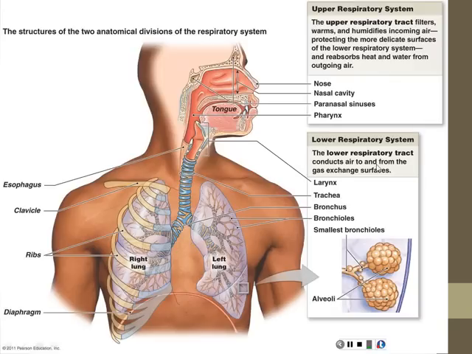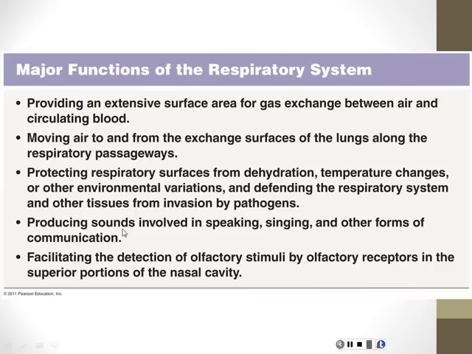Another place that the distinction is made is at the clavicles. So the clavicles determine upper versus lower. All right. So what does the respiratory system do?